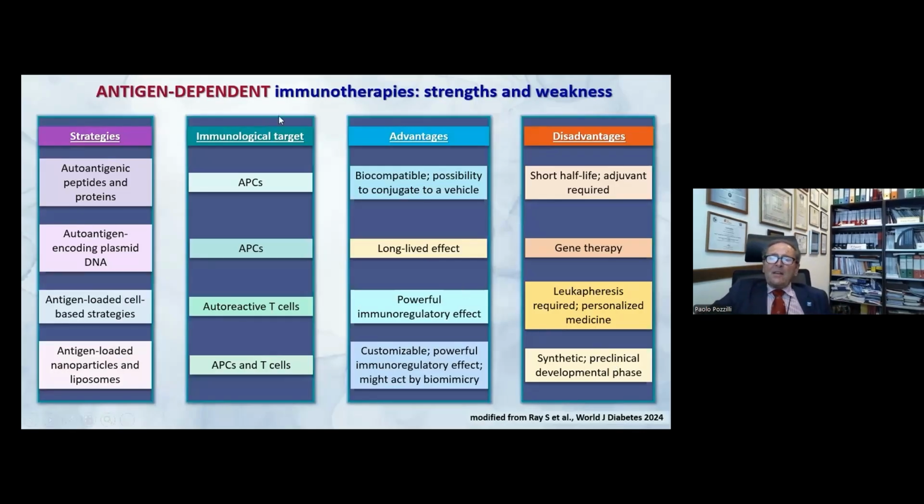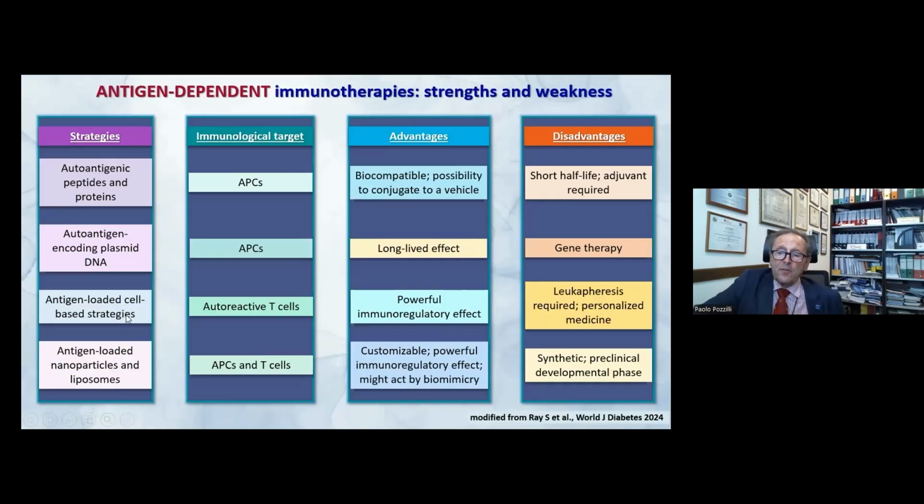Now, what is antigen-dependent immunotherapy? The concept here is that you intervene by having an effect on one or two specific autoantigens involved in the process of beta cell destruction. As you can see here, the strategies are linked to autoantigenic peptides and proteins, which are the autoantigens versus which the immune response is directed; autoantigen-encoding plasmid DNA; antigen-loaded cell-based therapy; and antigen-loaded nanoparticles and liposomes.